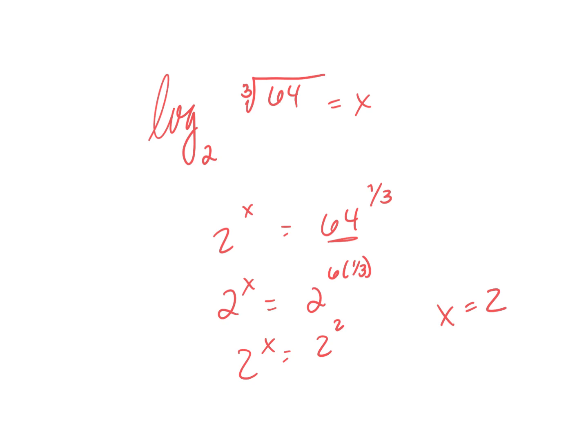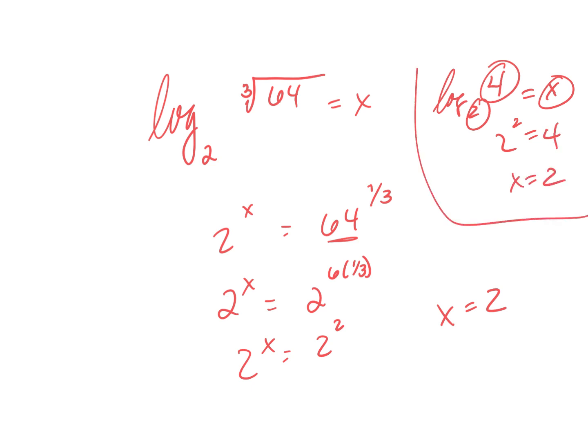The other way to look at it is if I have log base 2 of the cube root of 64. The cube root of 64 is 4. And 2 to the what equals 4? 2 to the 2 equals 4. So that means that x equals 2. So that's another way to look at it.